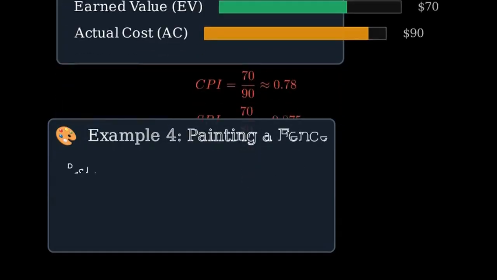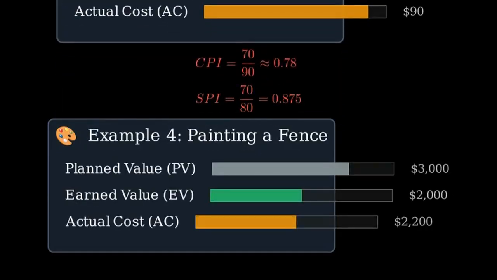Example 4, painting a fence. There are 4 sides at $1,000 each, so the total is $4,000. We planned 3 sides by today, but 2 are complete, and actual cost is $2,200.